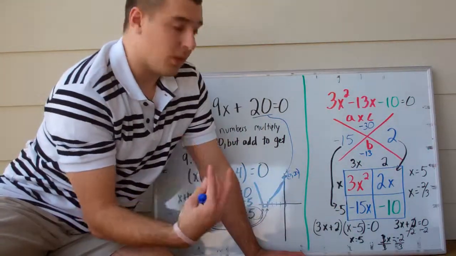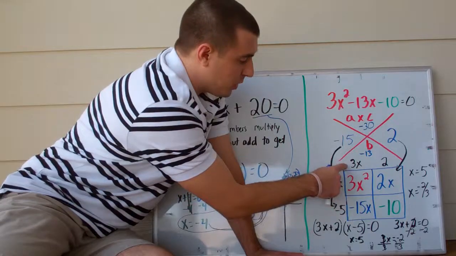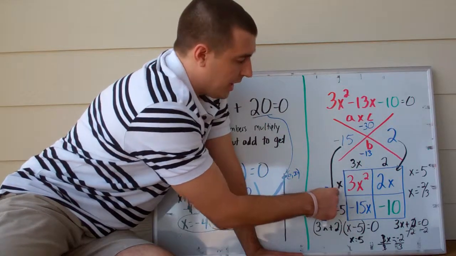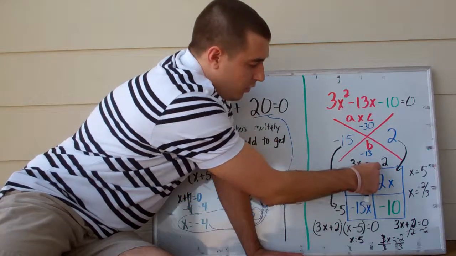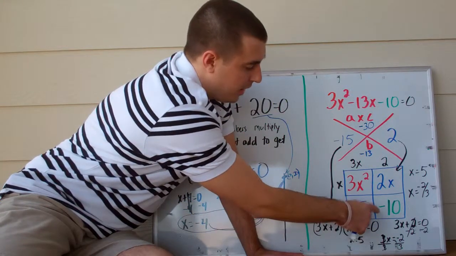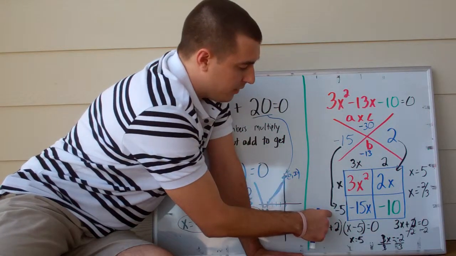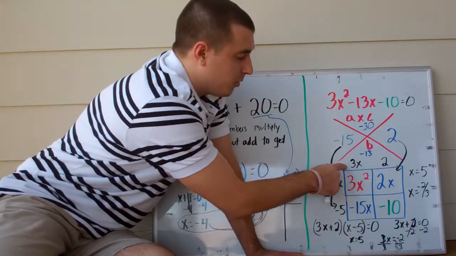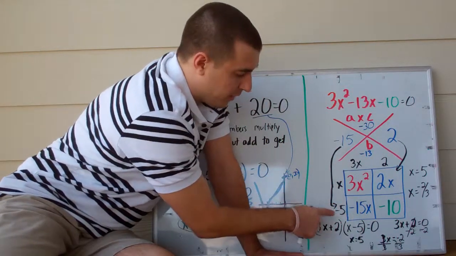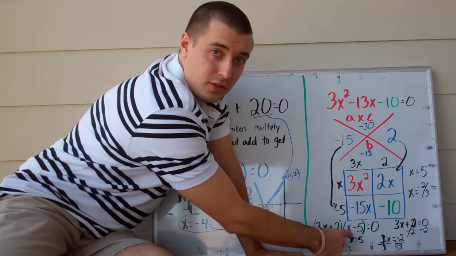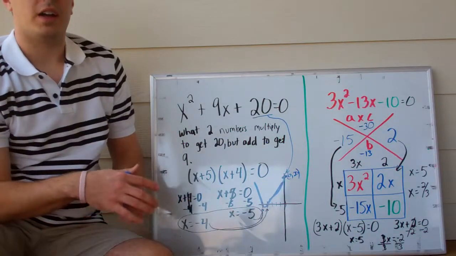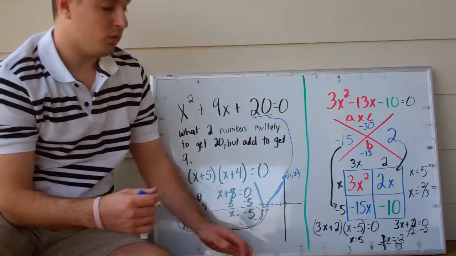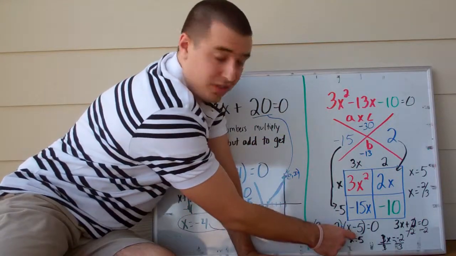So now we just have to double check ourselves. So 3x times x, 3x squared, x times 2, 2x, 2 times negative 5, negative 10. 3x times negative 5, negative 15x. So now 3x plus 2 and x minus 5 are our factored form. So if we want to now find out where our x-intercepts are, or our roots, we have to set these each equal to 0.